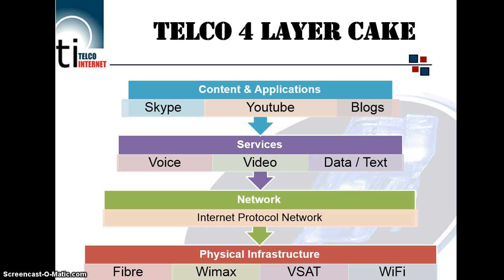Remember that all of what we're talking about is within the framework of what we call telco's four-layer cake. Remember that any network operator such as telco has these four layers. First of all, you have to have a physical infrastructure, and our physical infrastructure is made up of fiber, WiMAX, VSAT, and carrier grade Wi-Fi.